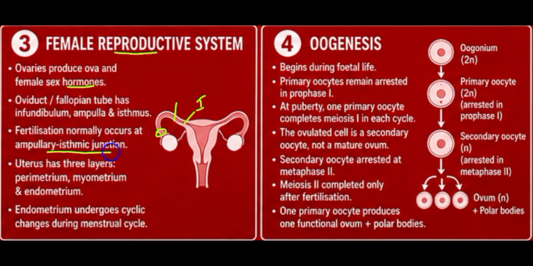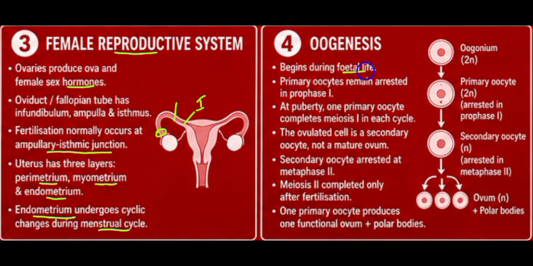Uterus has 3 layers. The outer layer called perimetrium is the protective layer. The middle layer called myometrium is the muscular layer. And the inner layer called endometrium is the vascular layer. This endometrium undergoes cyclic changes during the menstrual cycle. Then about oogenesis, it begins during fetal life or embryonic stage.